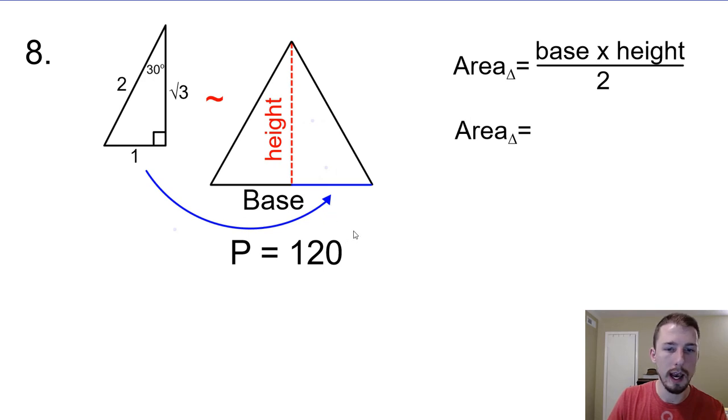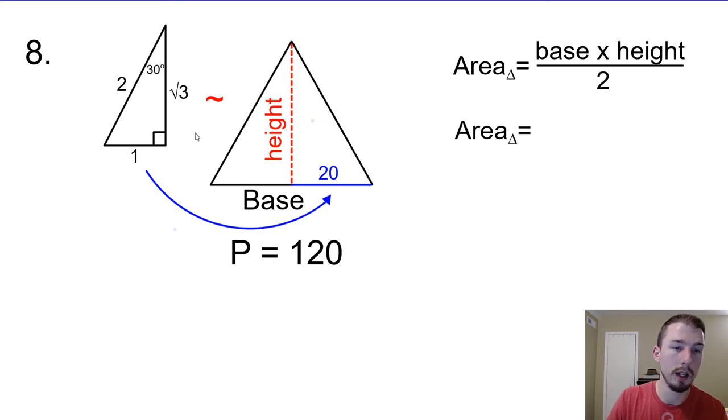All right, number 8. So we have an equilateral triangle that has a perimeter of 120. So if it's an equilateral, then all the sides are the same. So 120 divided by 3 would be 40. So the whole base is 40. So what's the length of half of that, which would give us 20, right?